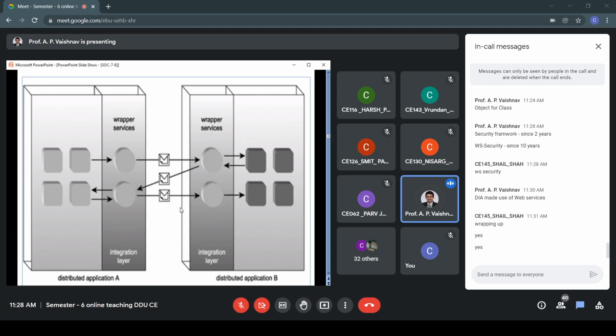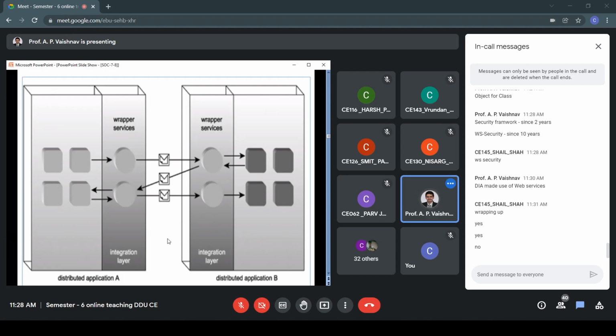Okay. Can I say that this is pure SOA? Or can we even classify that this is SOA? No. Right? And that is why the name of this architecture is what? Hybrid web service architecture.